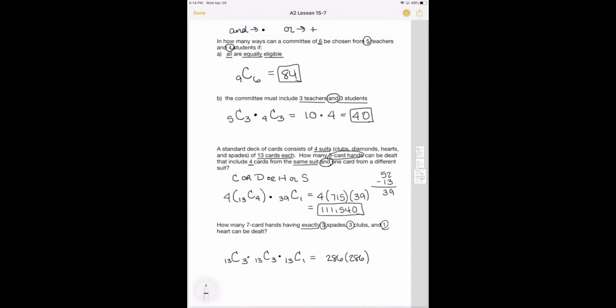And then 13 choose 1 should be just 13, and it is. Just double checking. So let's multiply 286 times 286 times 13. And I get 1,063,348 ways to get 3 spades, 3 clubs, and 1 heart.